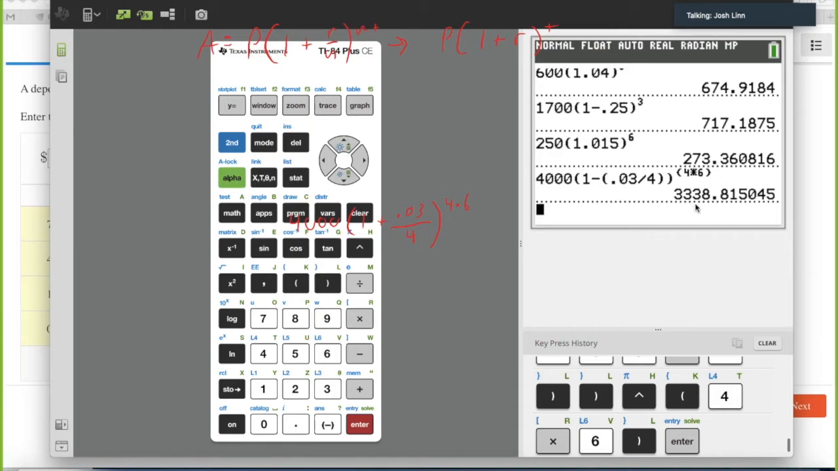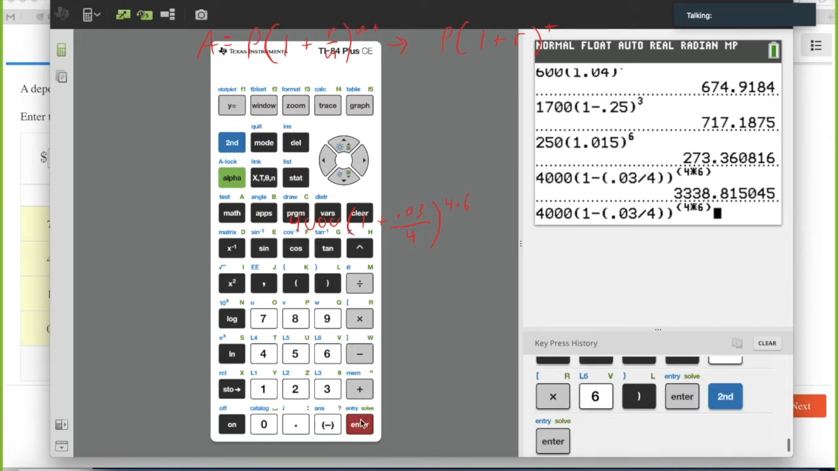Wait. That seems odd. Oh, I did minus, and I should have done plus. I looked at my answer here, and I saw that it was less than 4,000, and I was like, that seems like a terrible interest rate. So this is a great opportunity for us to learn something about our calculator. I want to take this entry, but change it slightly. So instead of re-entering all of that, I'm going to use the entry button right here. So second entry.